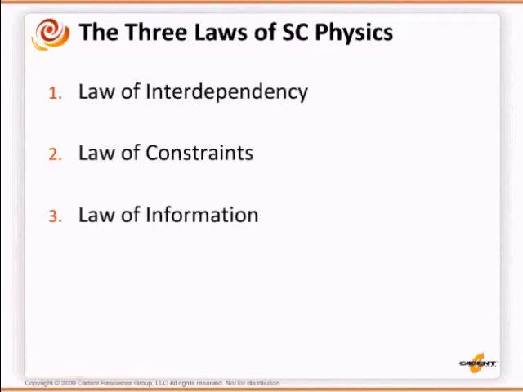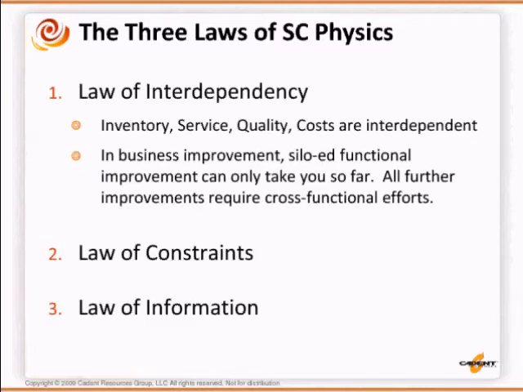We have three of them. One we call the law of interdependency. The second is the law of constraints, and the third, the law of information. The law of interdependency has two parts. Basically, it says inventory, service, quality, and costs are codependent. If you change one, you will have some adverse or positive effect in the others.